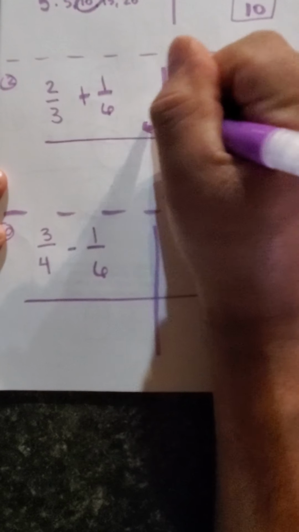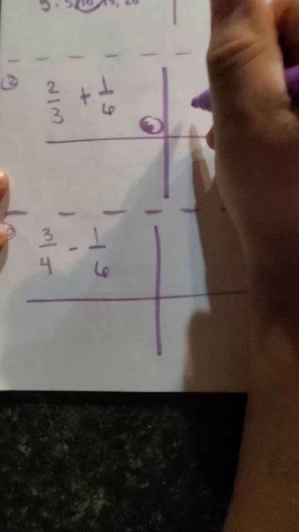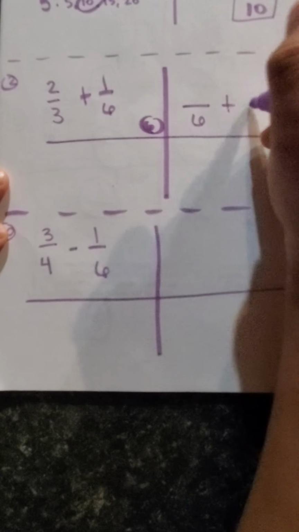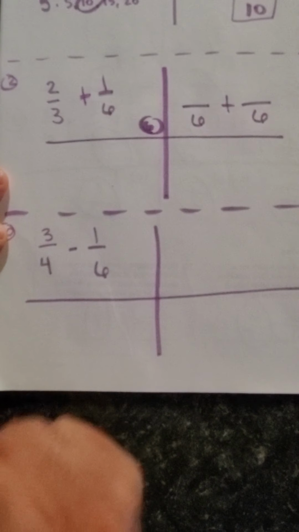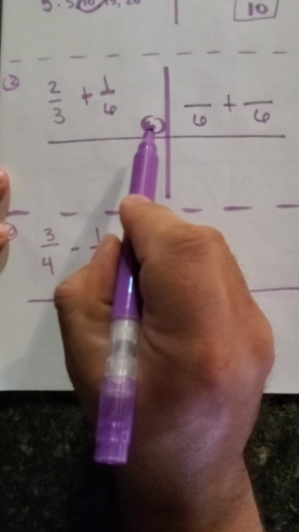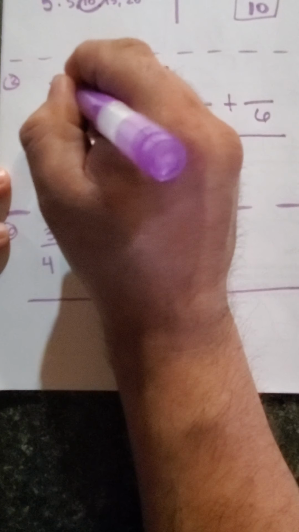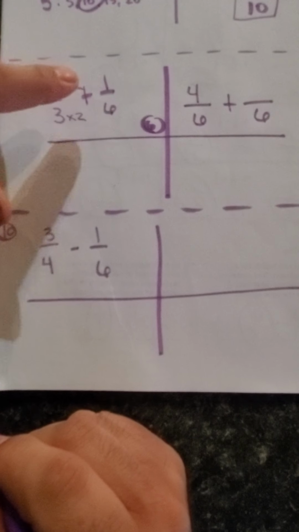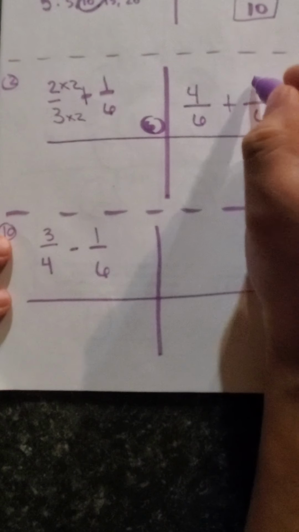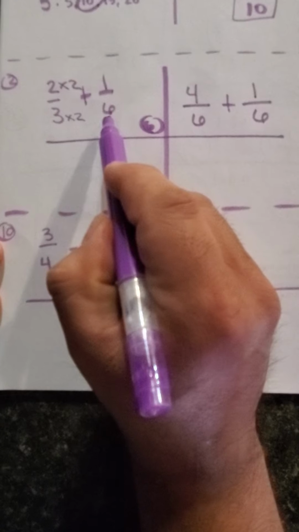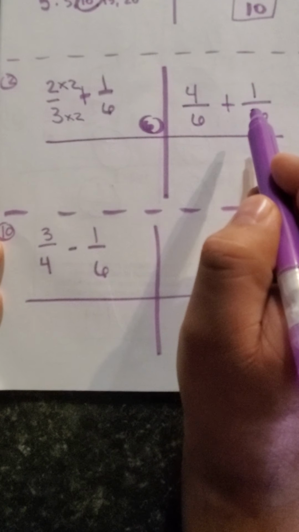So I'm going to go ahead and write a 6 here. Remember I told you it's going to stay 6 consistently. That 3 had to become a 6 somehow. 3 times 2. What you do to the bottom, you're going to do to the top. 2 times 2 is 4. Now, this next one, I don't have to do anything to it because it's already a 6. This fraction is just going to carry over here, okay?